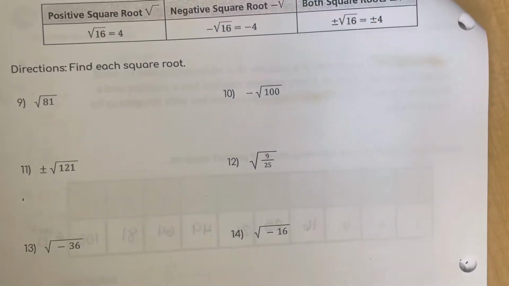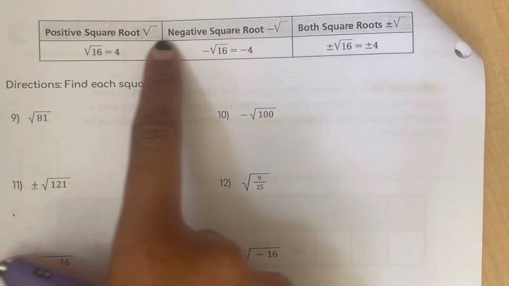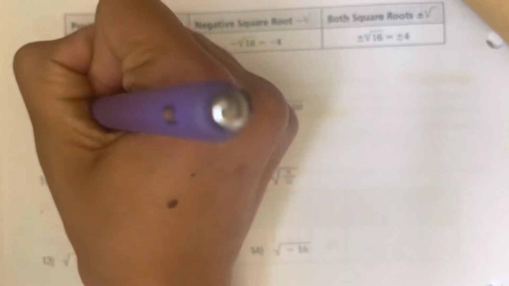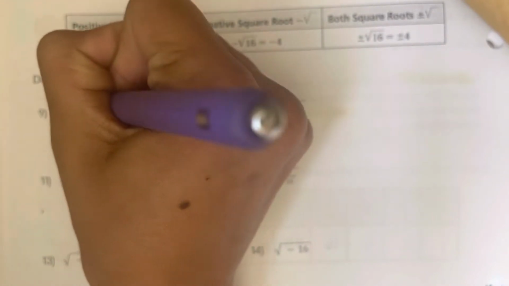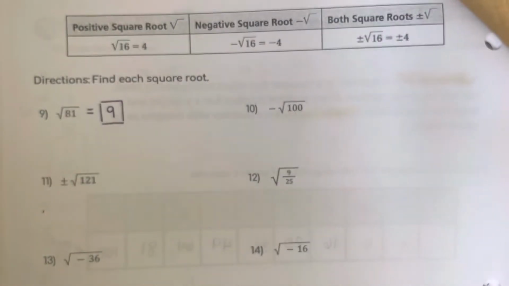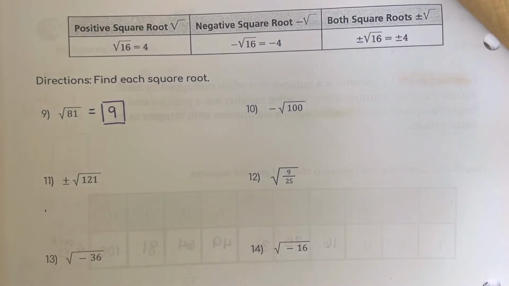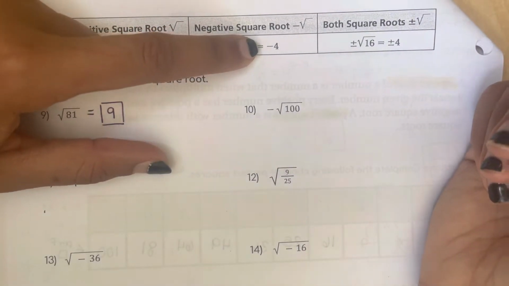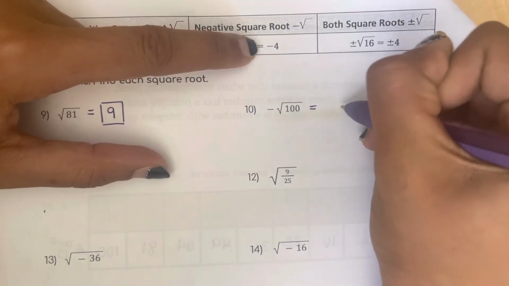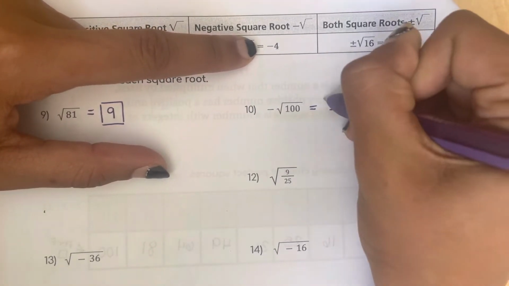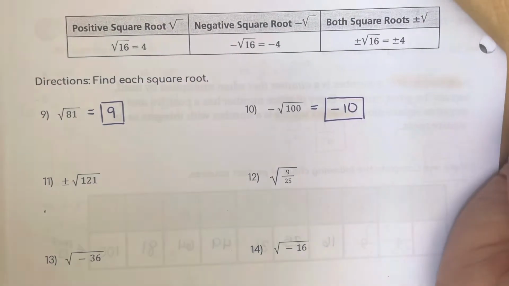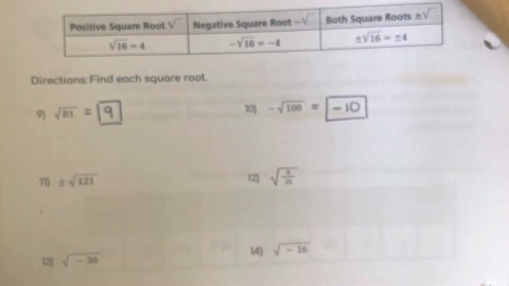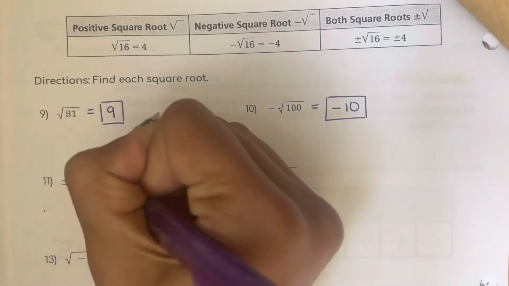So this is the same concept, but we're just going to be checking with this chart here. So for instance, the square root of 81 is just 9. That's it. But if you look at number 10, when there's a negative sign on the outside, that goes into your final answer. So this isn't just 10, it would be negative 10. One like 11, again, that plus or minus goes with it. So it's a plus or minus 11.